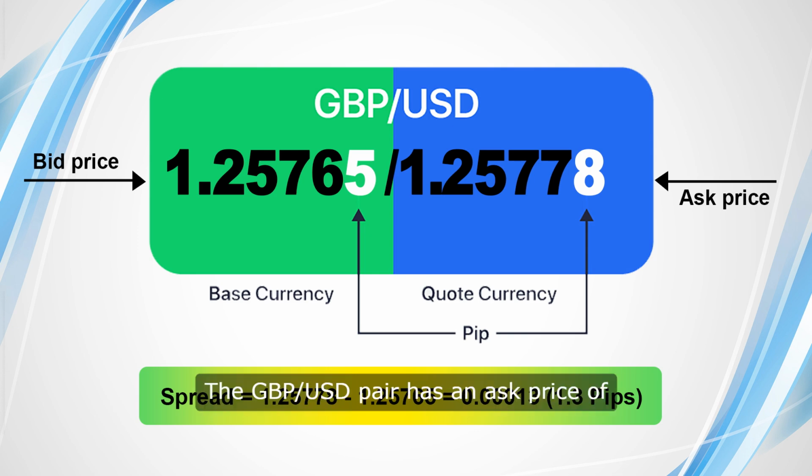Example, the GBP/USD pair has an ask price of 1.25778 and a bid price of 1.25765. The spread is 0.0013 USD, equivalent to 1.3 pips.